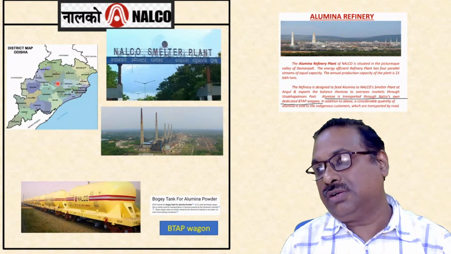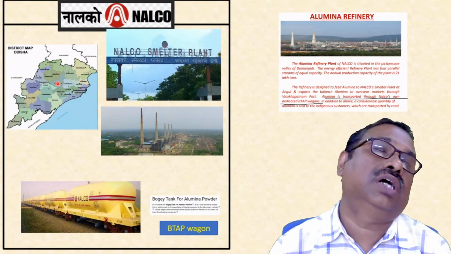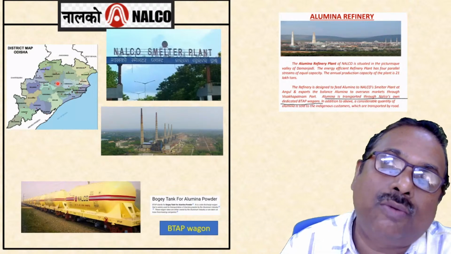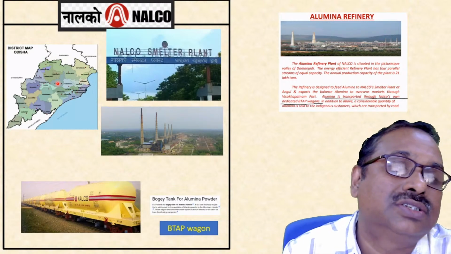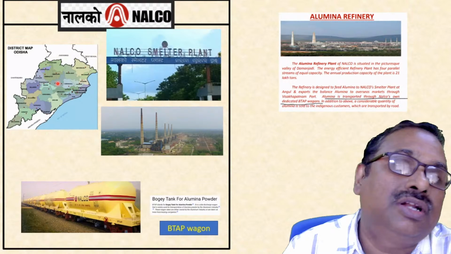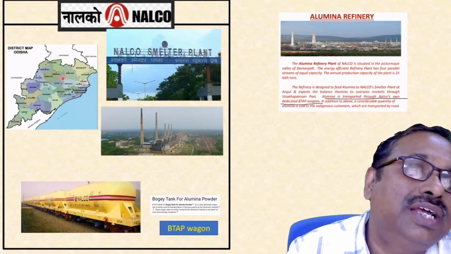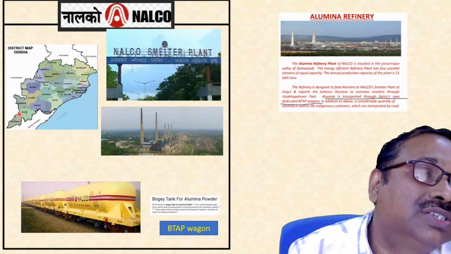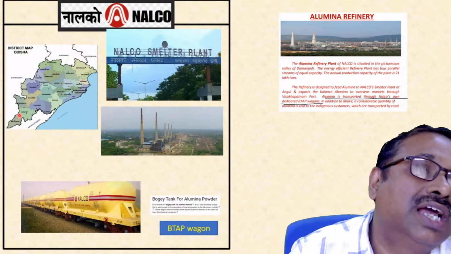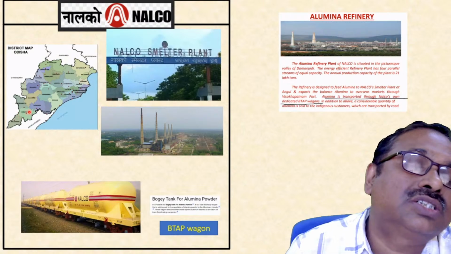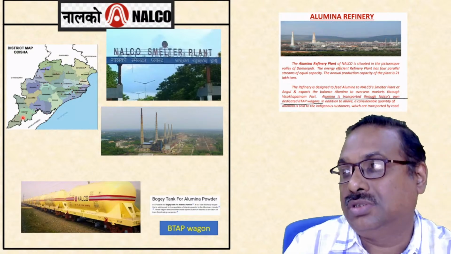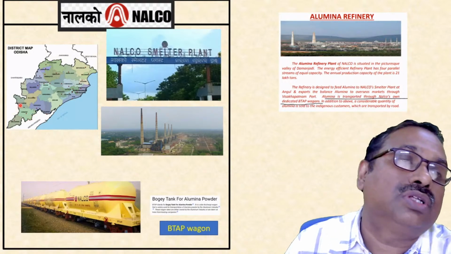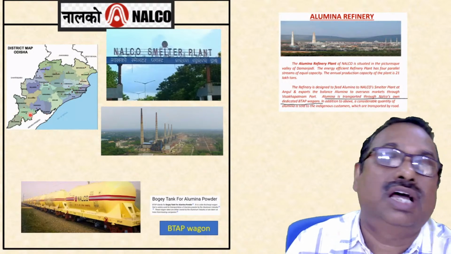What is the finished product? The finished product is aluminium. And what is the raw material? For NALCO, the aluminium raw material is bauxite. So where is bauxite available? Bauxite is not available in and around Anugul. Bauxite is available in Koraput, Malkangiri, this area. That means the south part of Odisha. Mostly in India also, in this part, it is available.